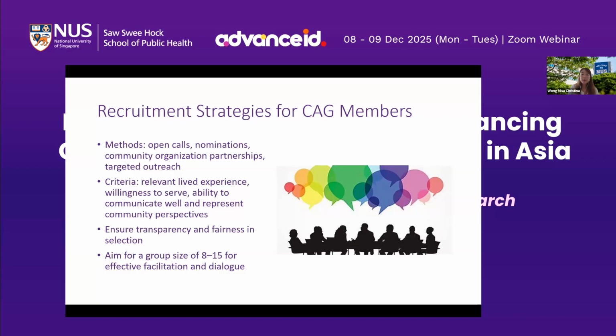It will be great to aim for a group size of 8 to 15 so that the facilitation can be more effective and there is better dialogue. If you have a bigger group size, the tendency is that there will be some group members who may feel left out or may just be very quiet.